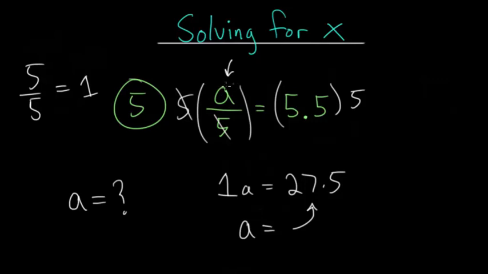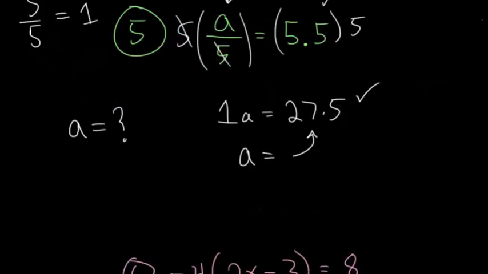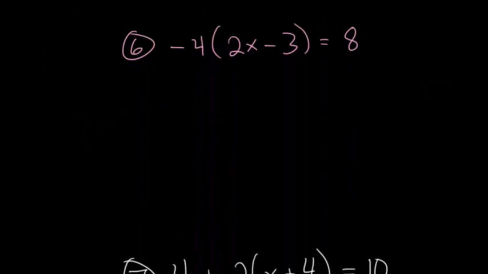So we have 27.5 divided by 5, which you can check on the calculator, and what you will see is that it does equal 5.5. So that tells us that this is 100% the correct answer. And moving down to problem number 6.